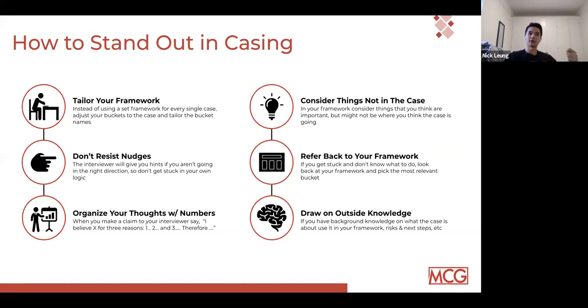I know we gave you the 3 C's and a P framework. Don't be stuck in that one framework. Adjust the buckets for the case and to what the prompt is talking about. For example, if customers aren't particularly applicable to the case, just don't include it. There's no purpose in including that bucket if it's not part of the case.